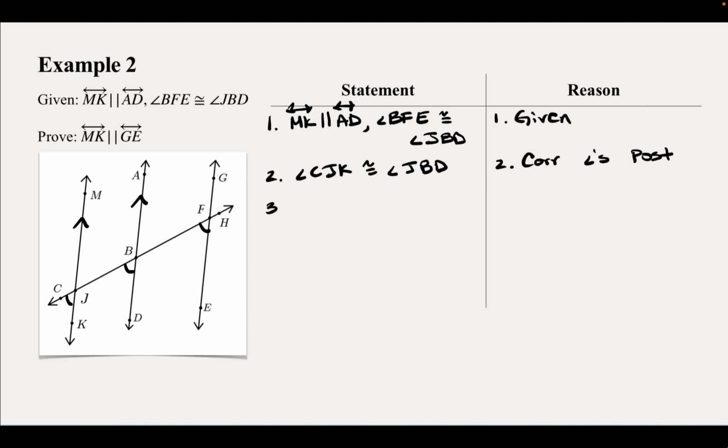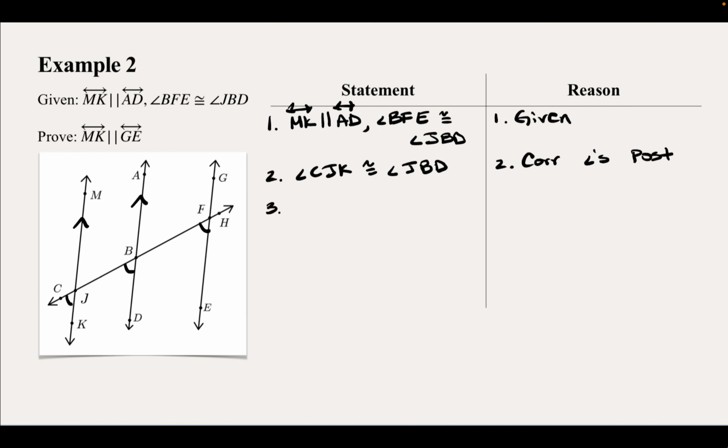Now, I was allowed to use the corresponding angles postulate for my reason because I knew that the lines were parallel. The reason I knew the angles were congruent is because the lines were parallel. That's why I was allowed to use the corresponding angles. If I didn't know that the lines were parallel, I wouldn't be able to use that. My next given was angle BFE is congruent to JBD. I can't do anything with a congruent statement.